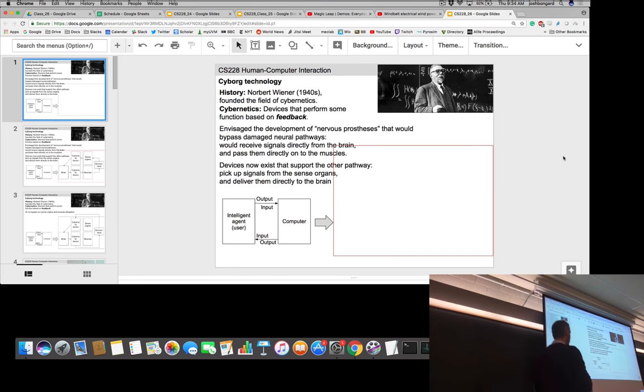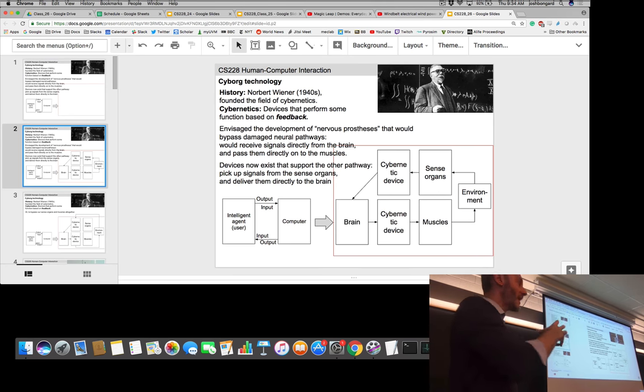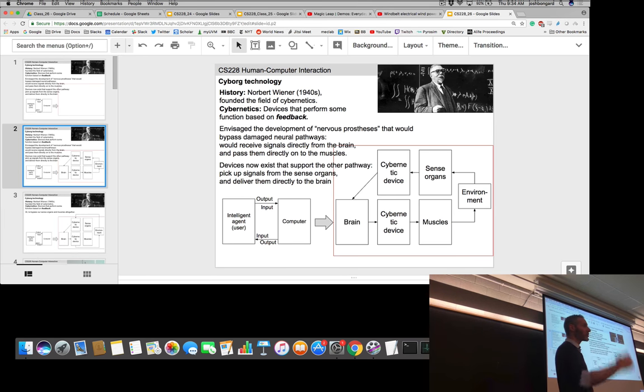Okay, let's have a look at what this looks like. Here's our normal cartoon here. We have a user that is providing input to a computer and vice versa. We're going to now explode this cartoon into multiple elements. So our intelligent agent is now these five components here. But like before, our human is interacting with their environment. Because we are embodied agents, we interact with the environment using our muscles. We push against the world, and then we observe how the world pushes back using our sense organs. Okay.